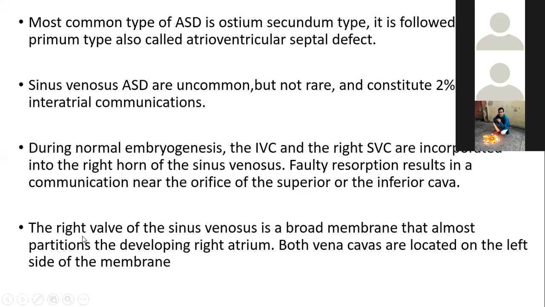And the right wall of the sinus venosus is a broad membrane that almost partitions the developing right atrium. On the right side of this atrium, the vena cava will be located on the left side of the membrane. On the other side, there will be the tricuspid annulus. This is the orifice.